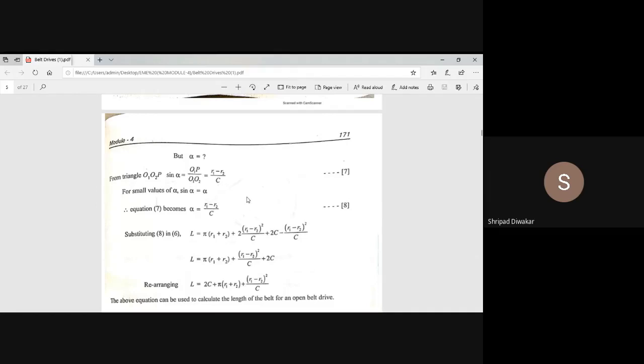Now what I'm going to do: here you are having one alpha in equation number 6, right? And what about alpha? (R1 minus R2) divided by C. For smaller values, you can take alpha equals sine alpha, that is (R1 minus R2) divided by C. I am substituting alpha equals (R1 minus R2) divided by C in equation number 6.